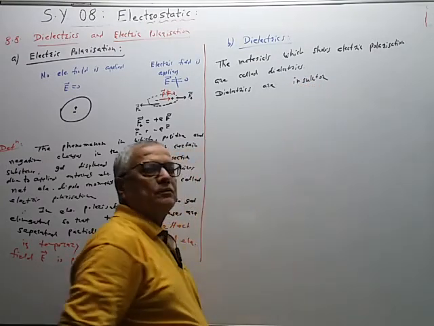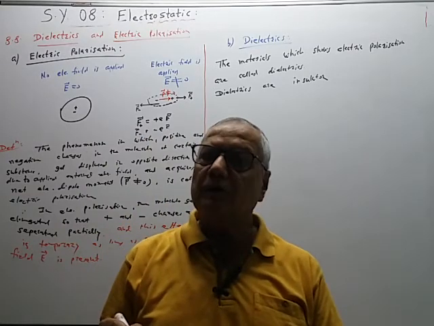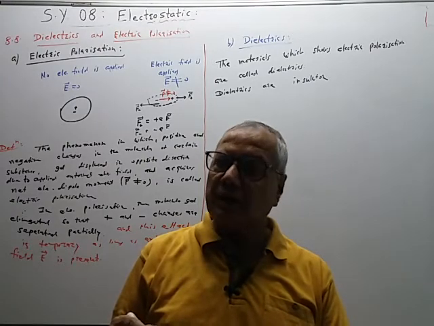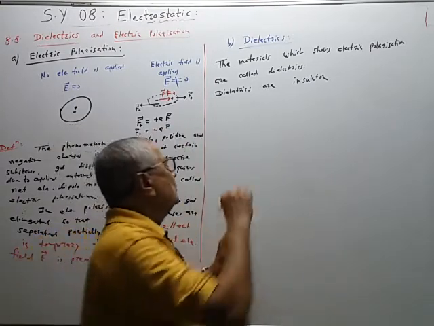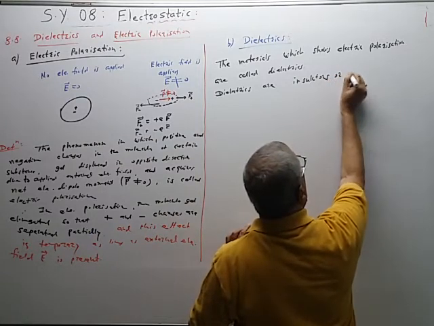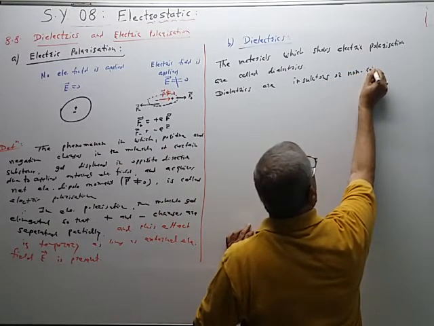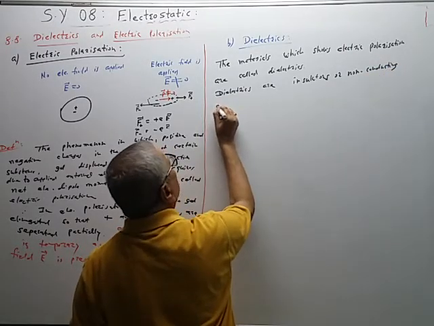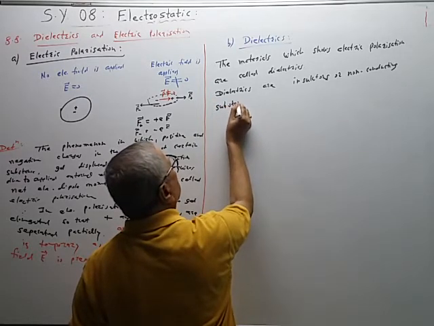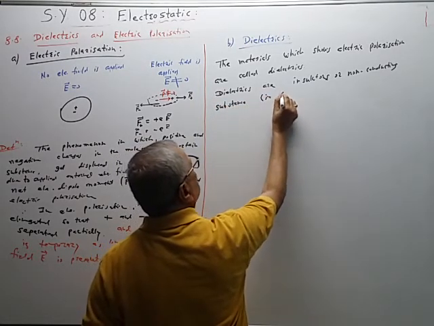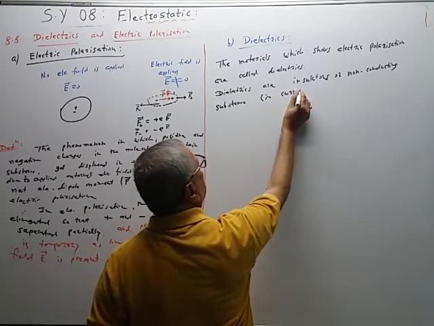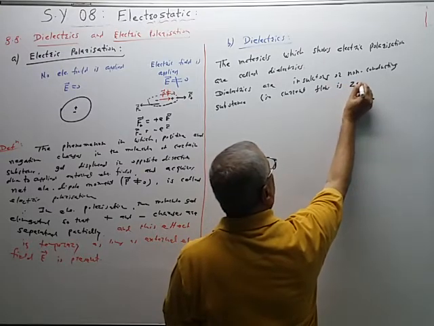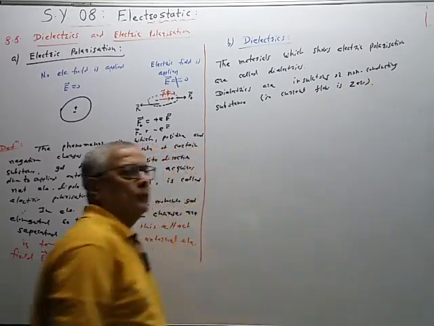So we have seen the difference between the conductor and insulator. Conductors cannot be insulators. When electric field is applied, there is a flow of current through it. So dielectrics are insulators, or they are non-conducting substances. Means no current can flow. Non-conducting means current flow is zero.